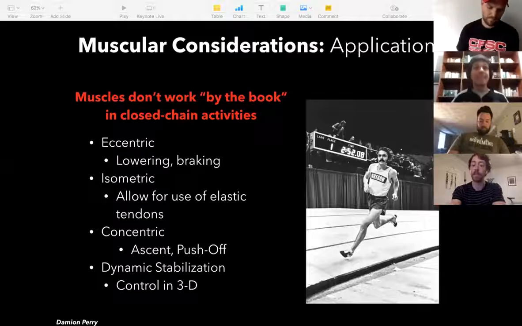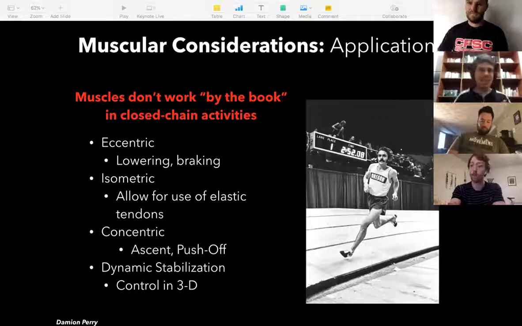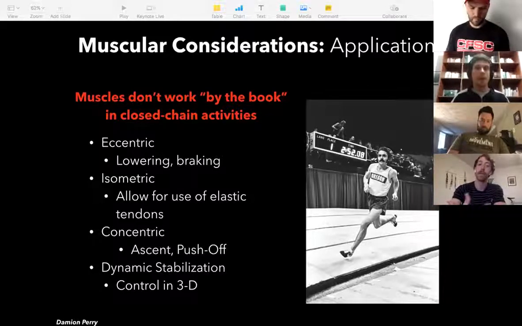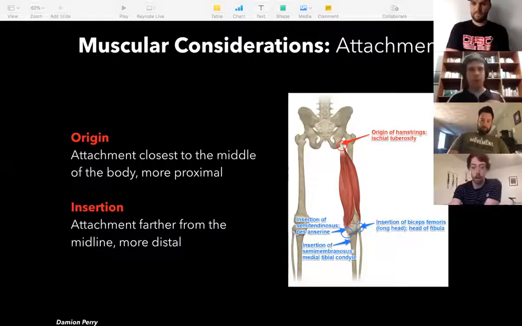Just because he's running forward, every time his foot lands, he has to stabilize left to right. It's not just lowering myself up and down like I'm doing leg extensions. There's a lot more that goes into play when it comes to these muscle groups. So, considerations of attachment, I touched on this briefly, just to show you a picture of it because it's going to matter as I get a little bit more nuanced.